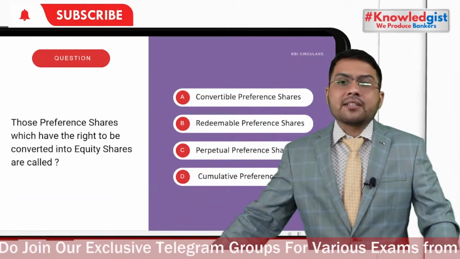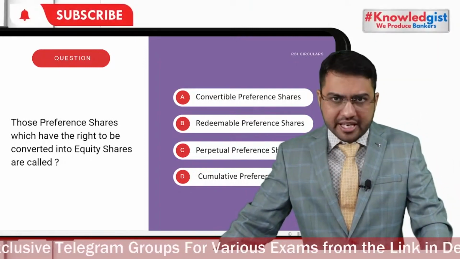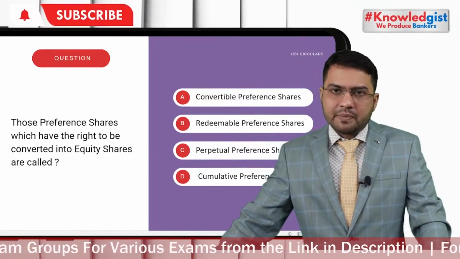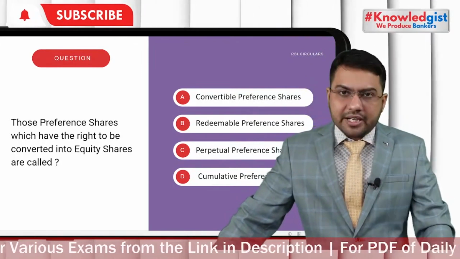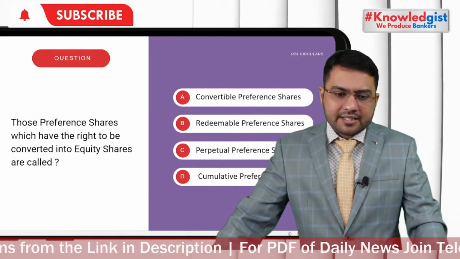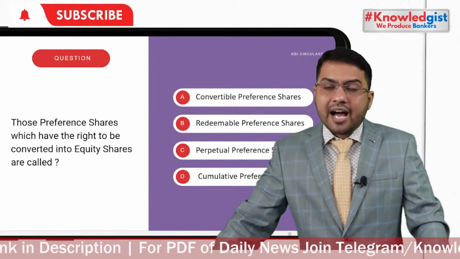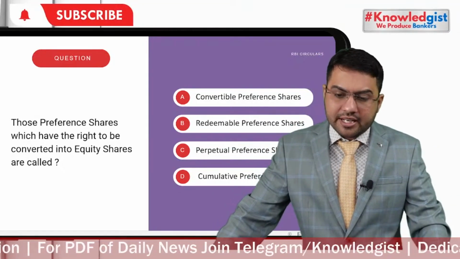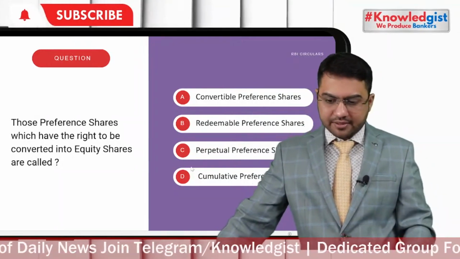Those preference shares which have the right to be converted into an equity share are called convertible preference shares, redeemable preference shares, perpetual preference shares, or cumulative preference shares. The preference shares that are converted into equity shares after a predetermined period are called convertible preference shares.